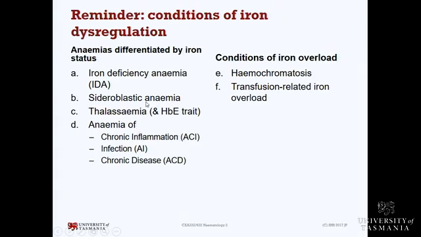We don't see as much sideroblastic anemia or thalassemia in Tasmania. However, if you were in Melbourne, where there's quite a high Greek population, quite a high Asian population, then you would find thalassemia is a lot more common. Okay, so again, it really depends on where you are as to the prevalence of a lot of these conditions.